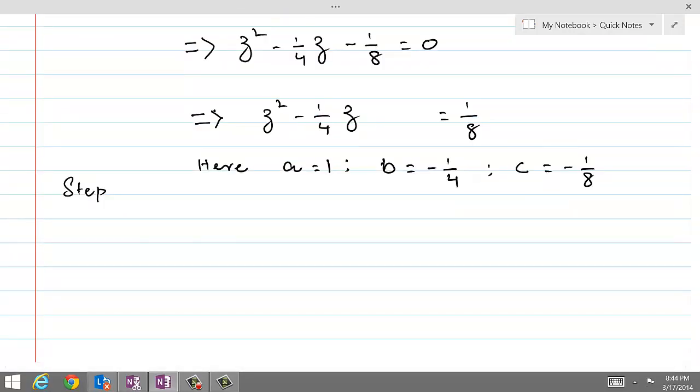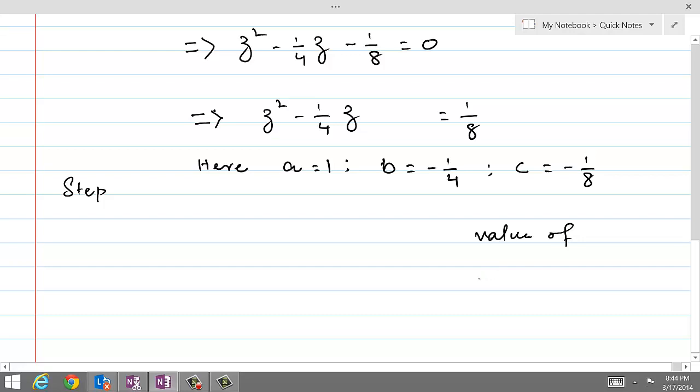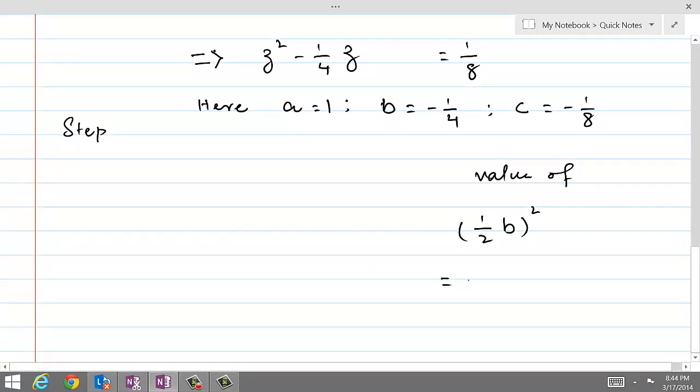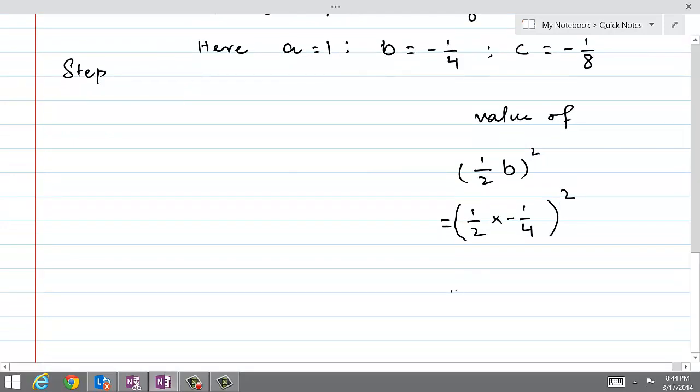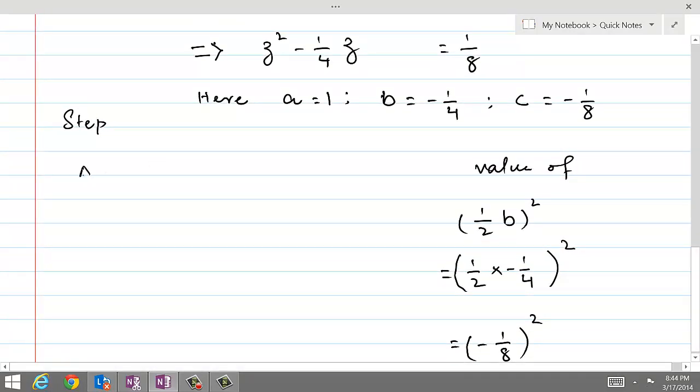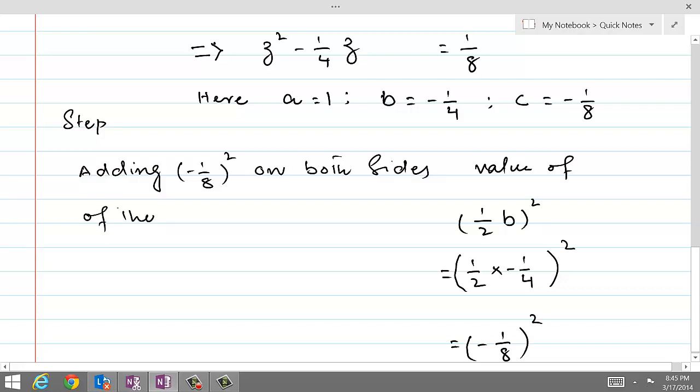And now what we do is we find the value of 1 by 2 b whole square. If we substitute the value of b, which is minus 1 by 4, and then take the square, we can see this will become minus 1 by 8 and then whole square. And we always add this on both sides of the given equation. Adding minus 1 by 8 whole square on both sides of the given equation now.